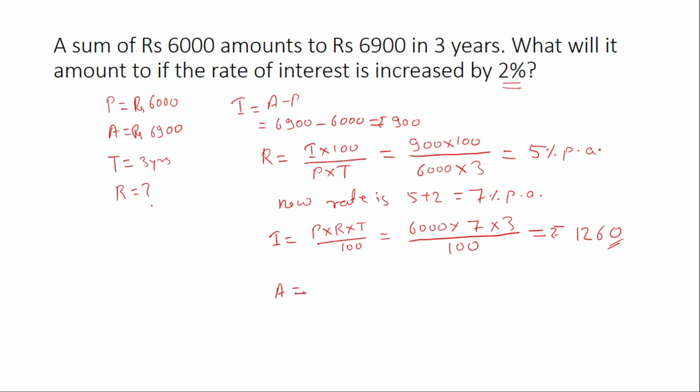Now we have to find out amount. The formula for amount is P plus I, principal plus interest. Principal was 6,000. Interest we have got 1260. The total is rupees 7260. I hope all these questions are clear to you.